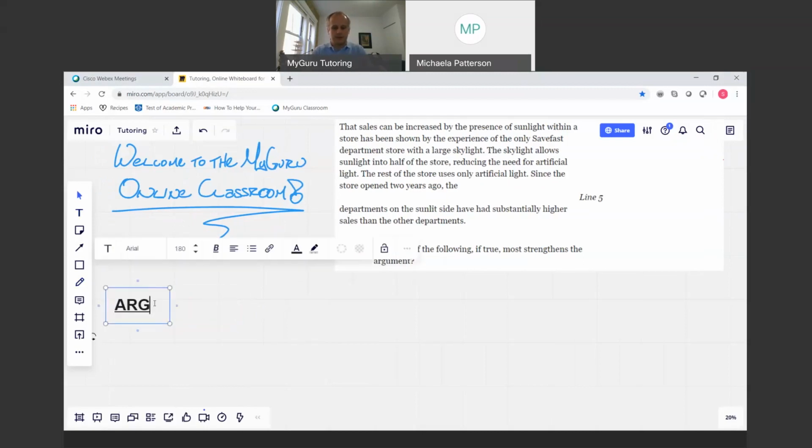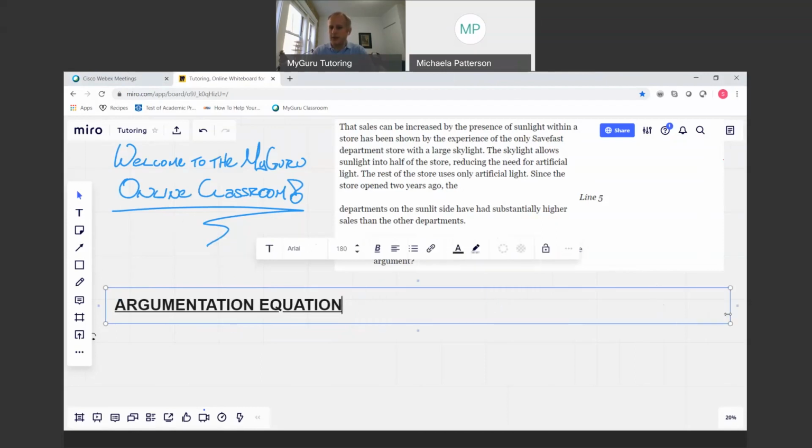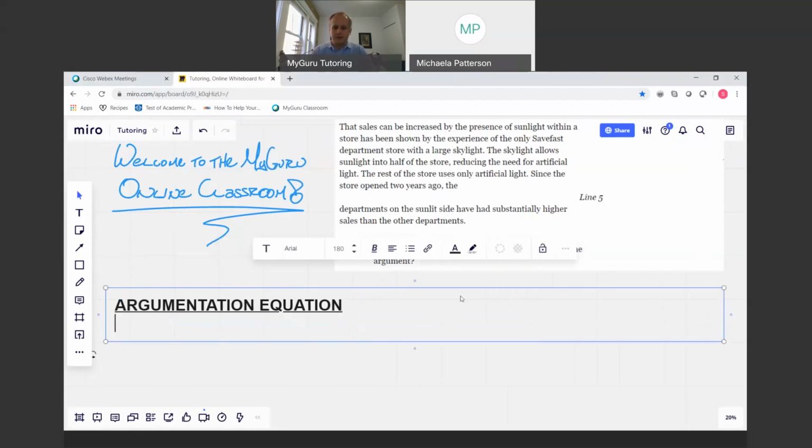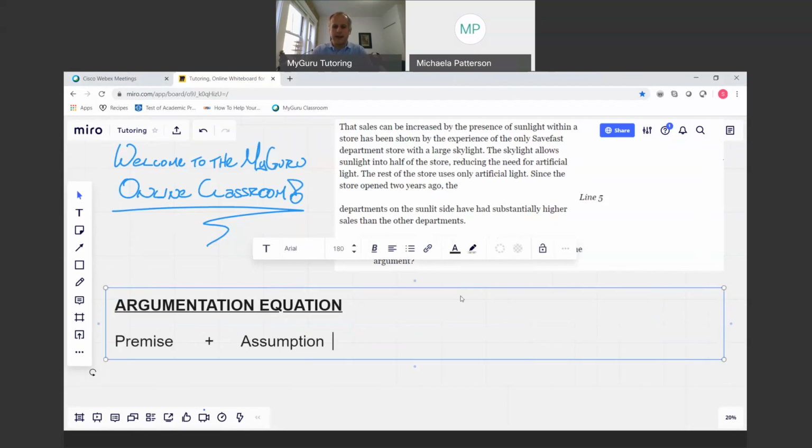So this is going to be an equation. Whenever you engage with an argument, you are dealing with some level of reasoning. The argumentation equation will always involve some sort of premise, underline there, plus what is known as an assumption, and your equation will always end in some sort of conclusion or claim.